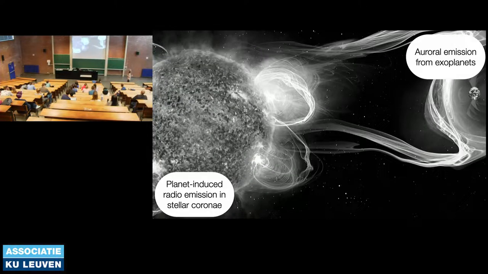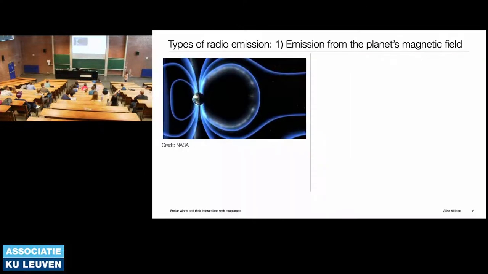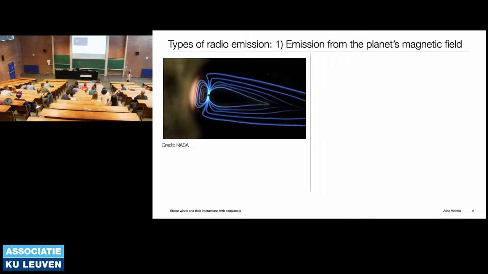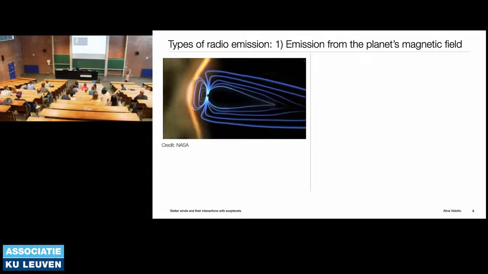So in terms of radio emission, I will focus on two types of emissions. One is the emission that would come directly from your planet. We call this auroral emission. And the second one is an emission that will come from the star, but is induced by a planet. And as you're going to see, they have similar processes. So let me first talk about the emission from the planet's magnetic field itself.